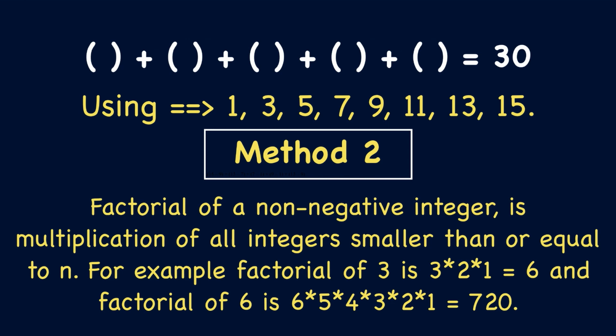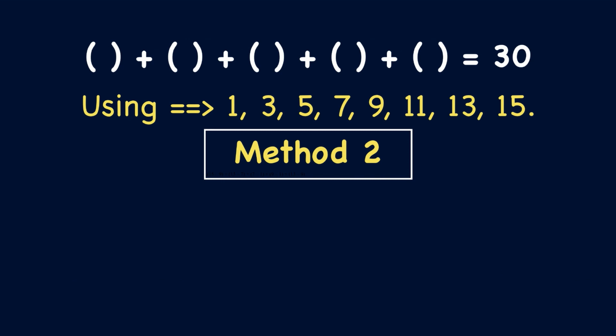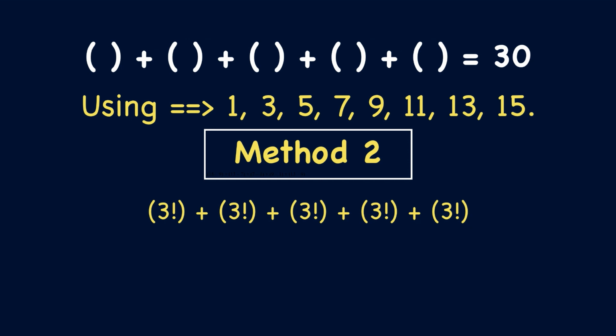So let's get back to the puzzle. Since factorial of 3 is equal to 6, if we add 3 factorial 5 times, it will result in 30. Hence, fill all brackets with 3 factorial, which results in 30, and this is how we can achieve the result by using method 2.